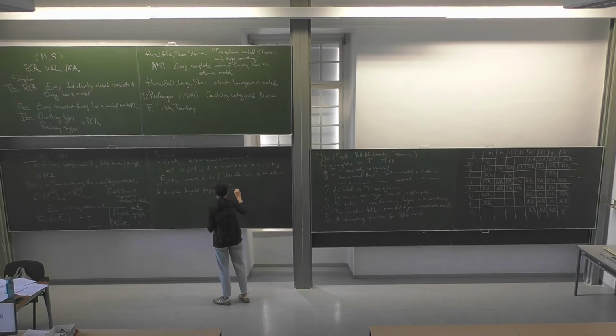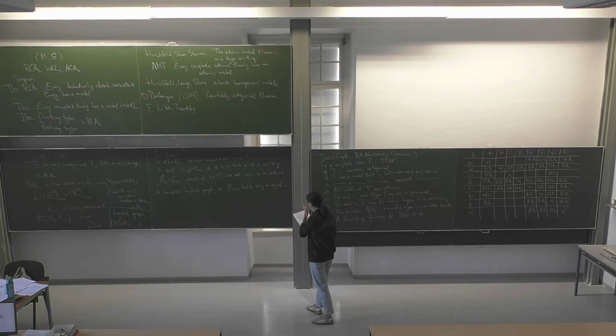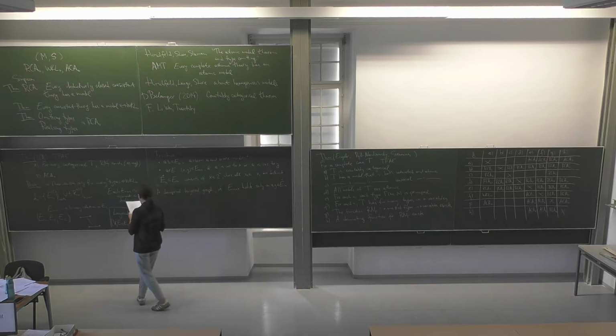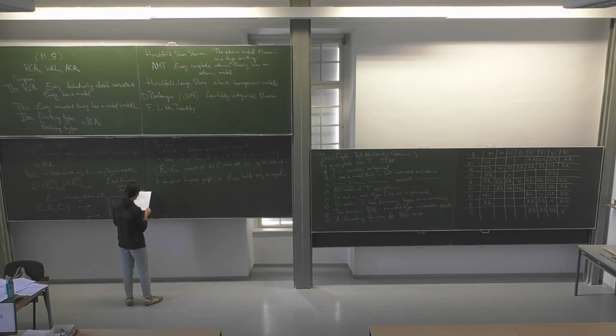If E holds only on these, and they do not look like this, then for sure E_{n+1} will not hold. Fine. Okay. What can we prove? What can we say?